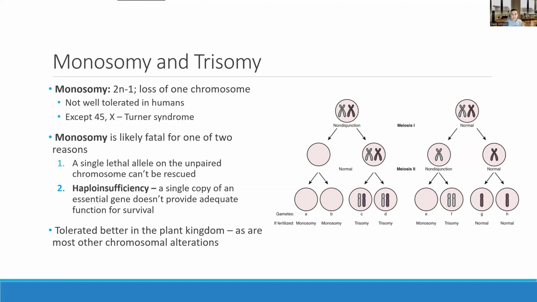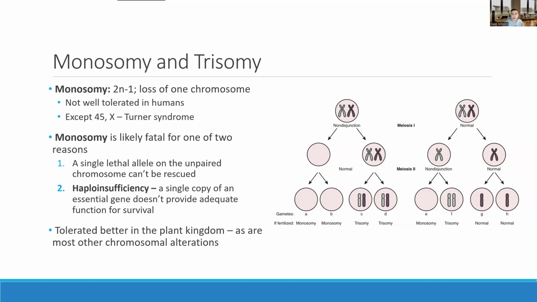The first is that if there is a lethal allele, at this point this person is hemizygous for that particular chromosome, whatever chromosome it is, which means they don't have a second copy. Chromosomes have thousands of genes on them. If there's a single mutation on a chromosome that's unpaired, that could be lethal. Well, there's nothing to compensate for it. And as a result, that particular chromosomal arrangement will not be compatible with life.